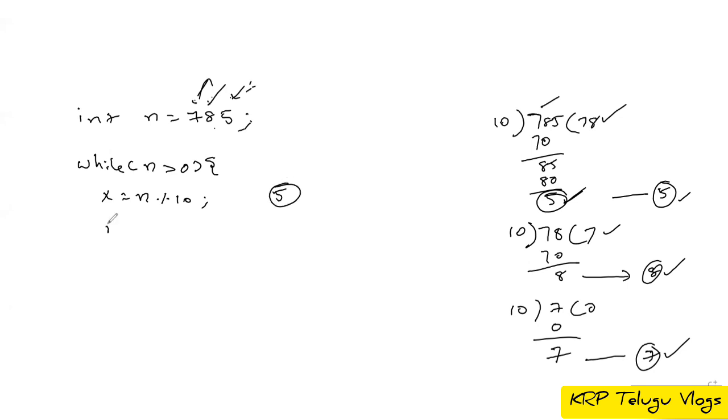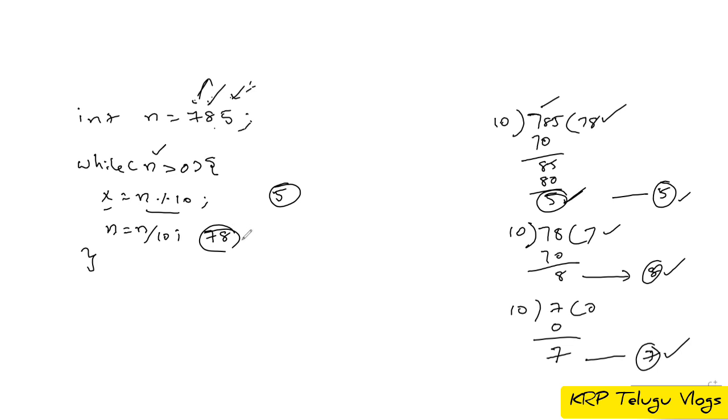So now n, what we have to do? n is equal to n divided by 10. So what is n value? 78. Again you will go. 78 is greater than 0. So x is equal to n mod 10. Correct? Yes, sir.